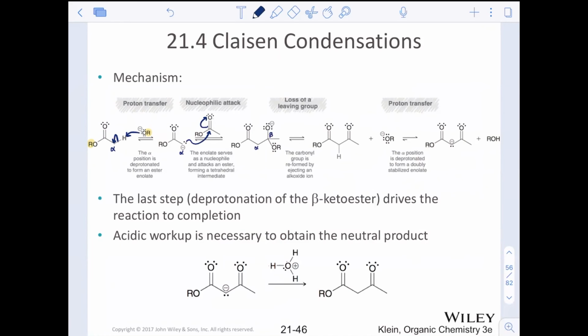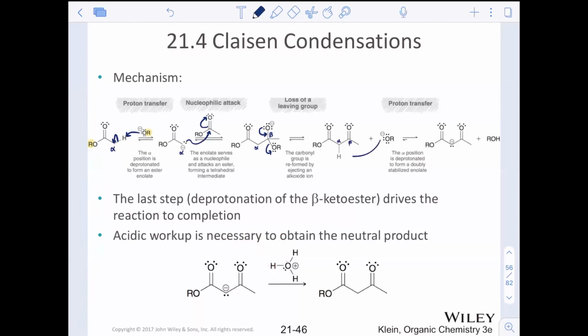Awesome. And then instead of protonating this oxygen on the beta position, what actually happens is the acyl substitution reaction. We kick out OR minus. We can do that here in this reaction because we are in a base and it is the same base as the leaving group. And so therefore, the beta position is going to be a ketone, right? And we still have our original ester.